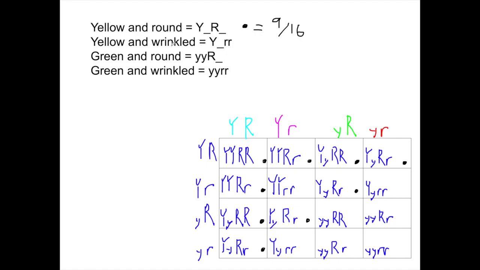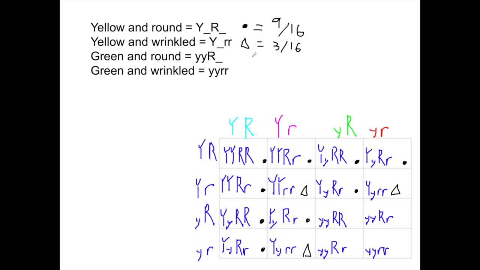Now let's say I want to know all the possible kids who are yellow, which is big Y dash, and wrinkled. Recall, wrinkled is a recessive, so the only way to be wrinkled is if you're homozygous recessive. I'm going to go through and find all those and put a triangle into each of them. So at least one big Y and two little r's, put a triangle. Note, this one does not count. It has at least one big Y, but only one little r. It has to have two little r's to be wrinkled. Of the 16, there are 3 of them that look like that, so there's a 3/16 chance.